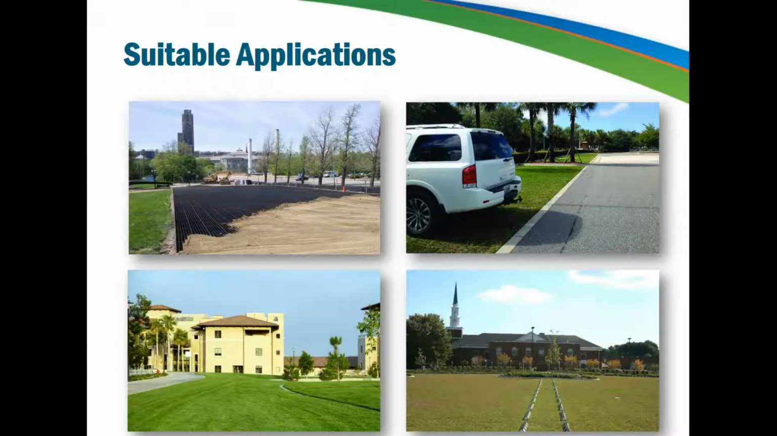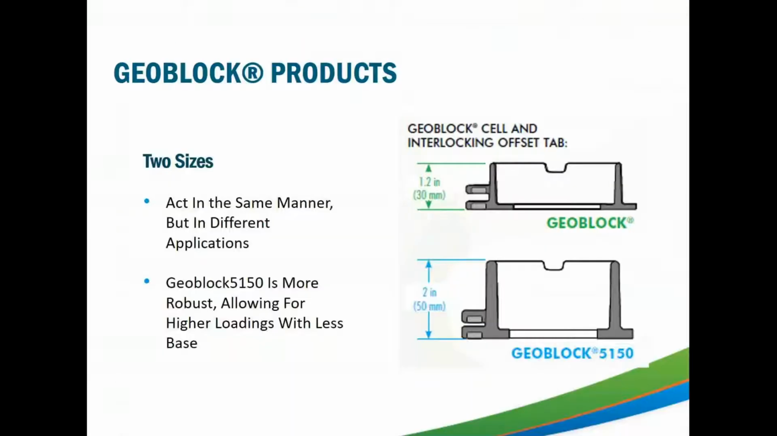The uses for the GeoBlock grass pavers are very similar to the GeoPave aggregate system, but the grass pavements are meant to be for occasional use only. So fire and utility lanes, access roads, special event or overflow parking for parks, churches, stadiums, that sort of thing. Basically, anywhere that you don't anticipate vehicle traffic every single day.